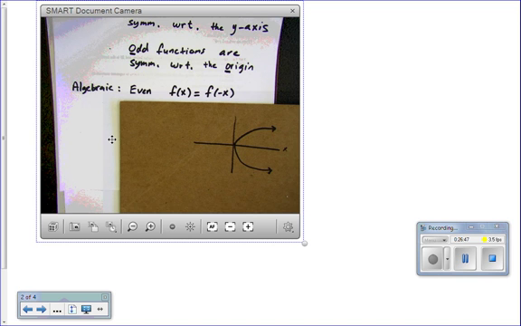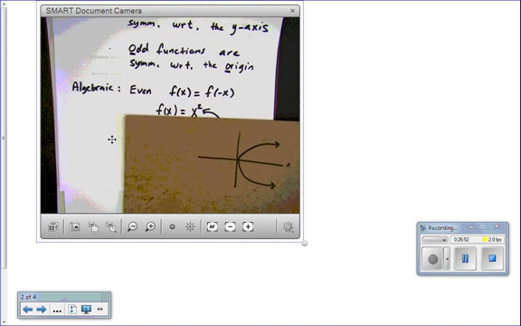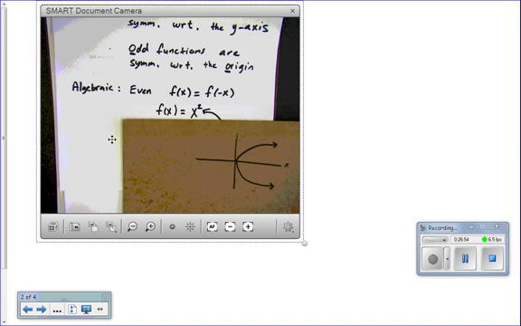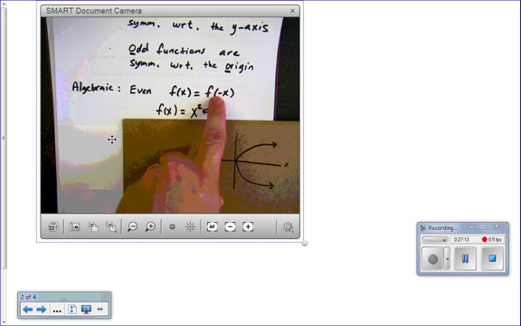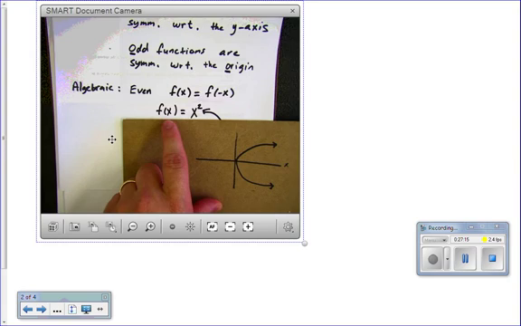Let me do that with an example. Let's say we have a function f of x equals x squared. We know that's going to be even because we know what the graph looks like: a parabola, symmetric with the y-axis. Now we have to figure out what f of negative x is. To find f of negative x, we put a negative x in place of x.